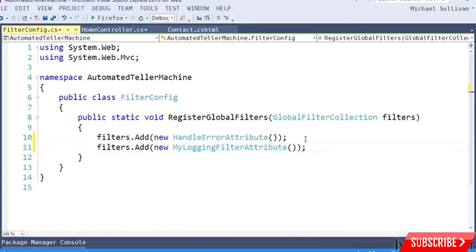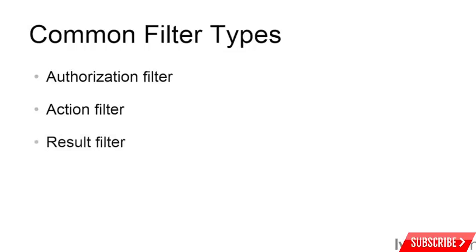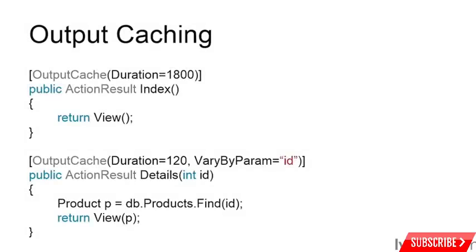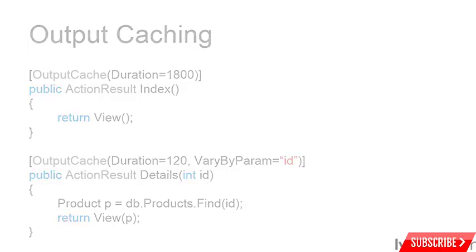In addition to action filters, we also have result filters, which wrap execution of the actual result of an action. One built-in example is the output cache attribute, and you can do some very powerful things with it, like cache an action result for a specified duration in seconds. Or you could even tell it that a different version should be cached for each parameter value or combination of parameters. So if you have multiple parameters, you can specify a semicolon delimited list there.